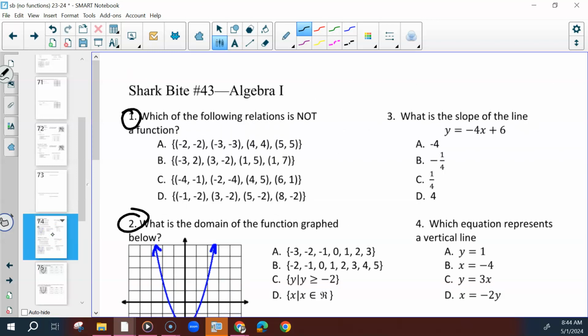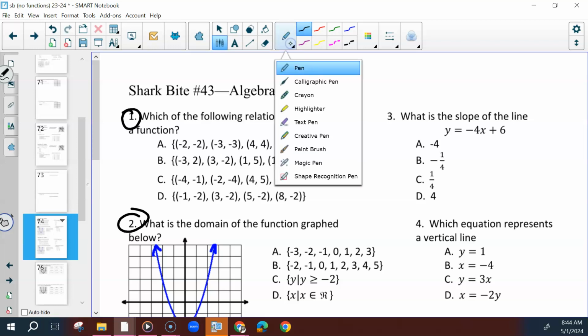We haven't really touched on this, but we're actually going to talk about this today. So I'll explain what this is, and then we'll go further into it later. When you're looking for something that is a function, you're looking for repeating x's. If you see repeating x's that go to 2 different y values, it's not a function.